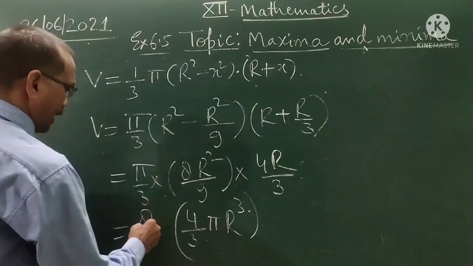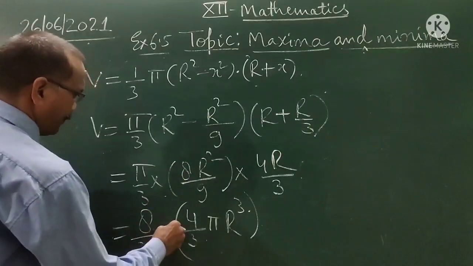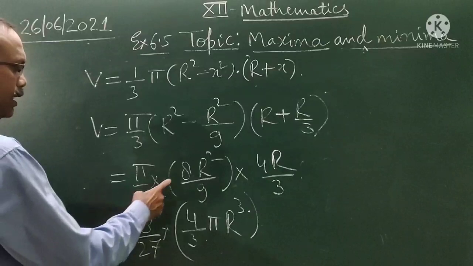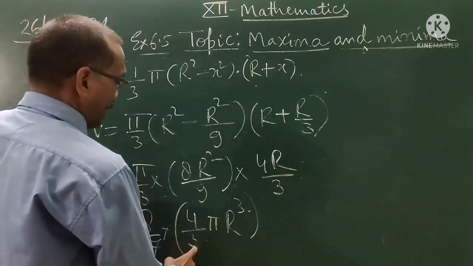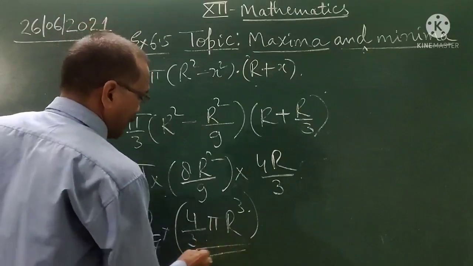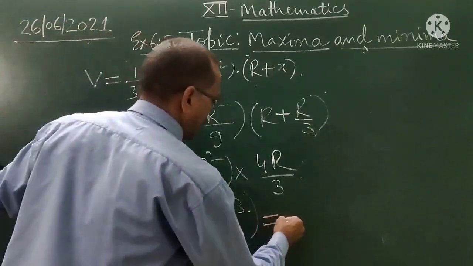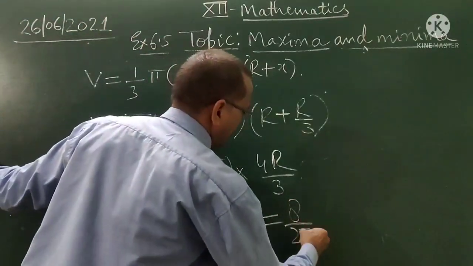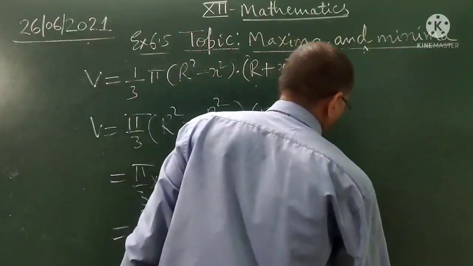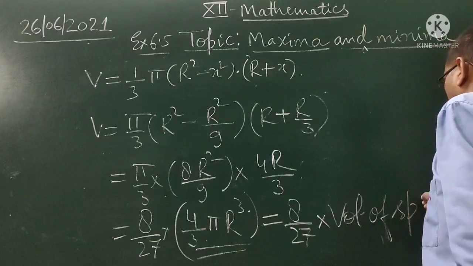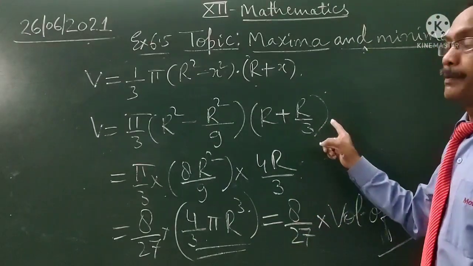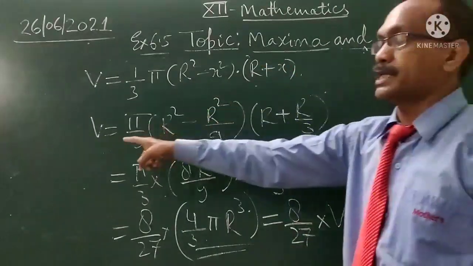Then 8 upon 27, 9 times 3 is 27. Then 4 pi by 3 into R cube, which is the volume of the sphere. So the result is 8 upon 27 into the volume of the sphere. Hence proved, and we have already checked that this volume is maximum.